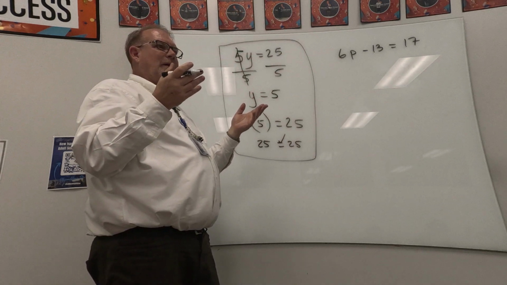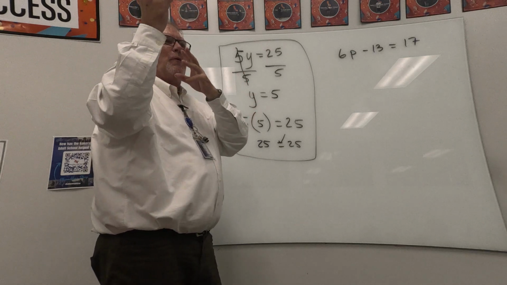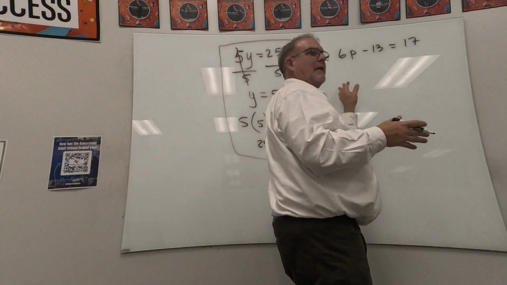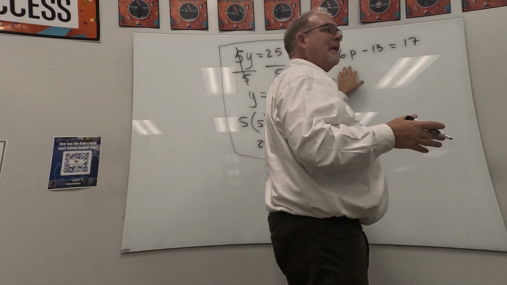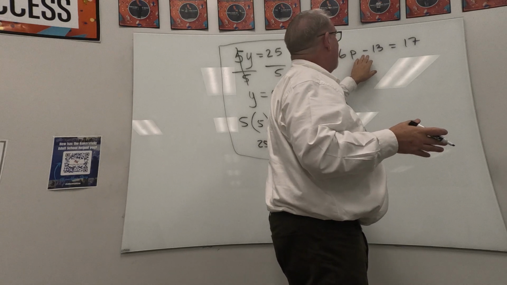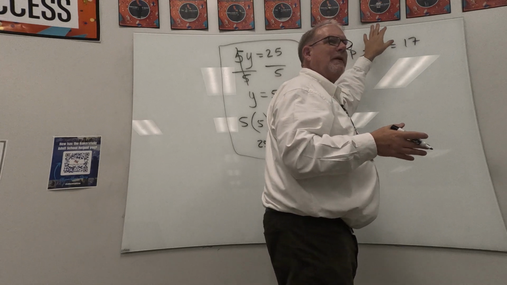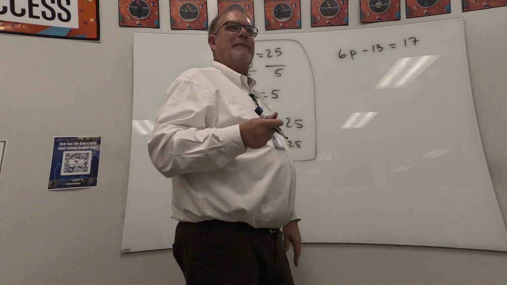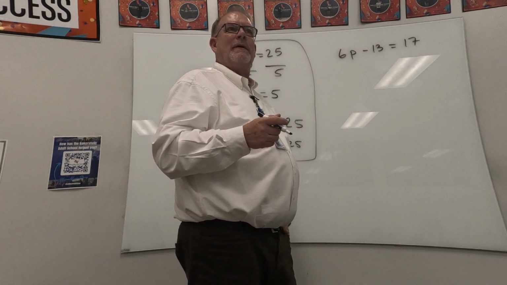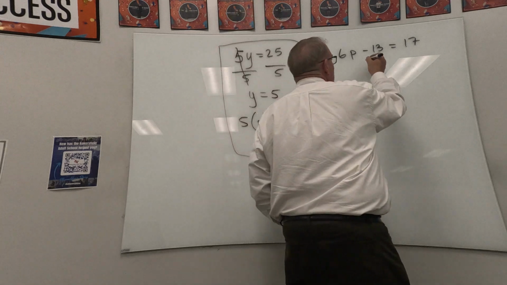So the first thing we're going to try and do is get everything moved to one side or the other and get that letter all by itself. So in this case, we're going to have to get rid of this negative 13 over here, right? How do I get rid of a $13 deficit in my bank account? I add $13. Well, let's try it.